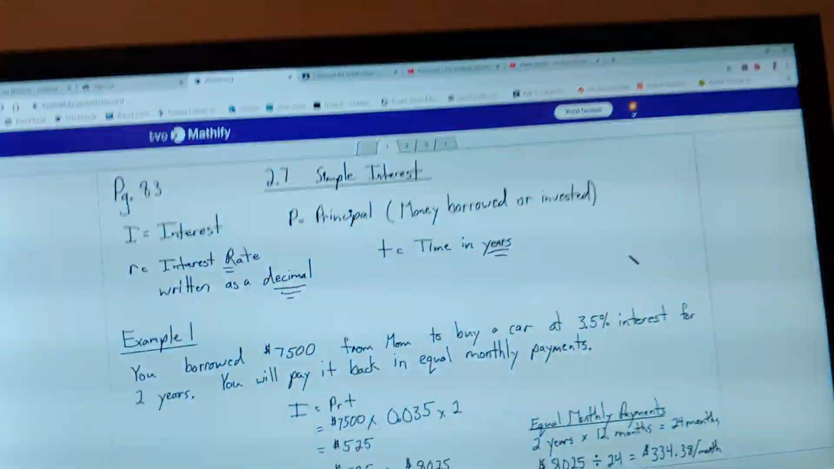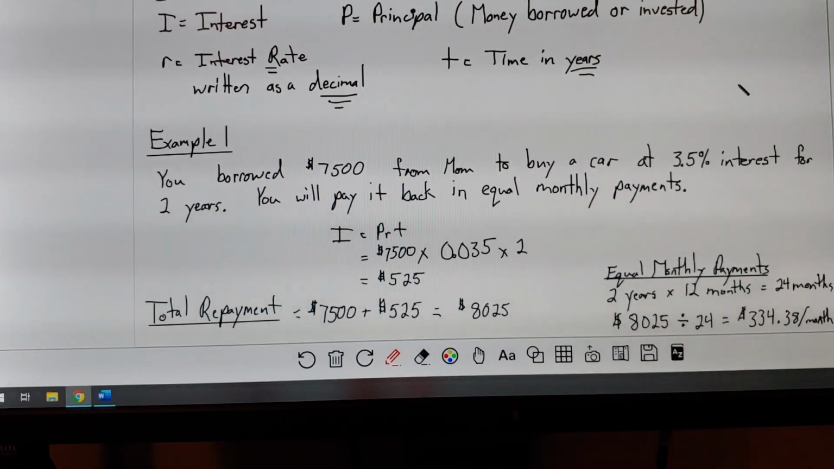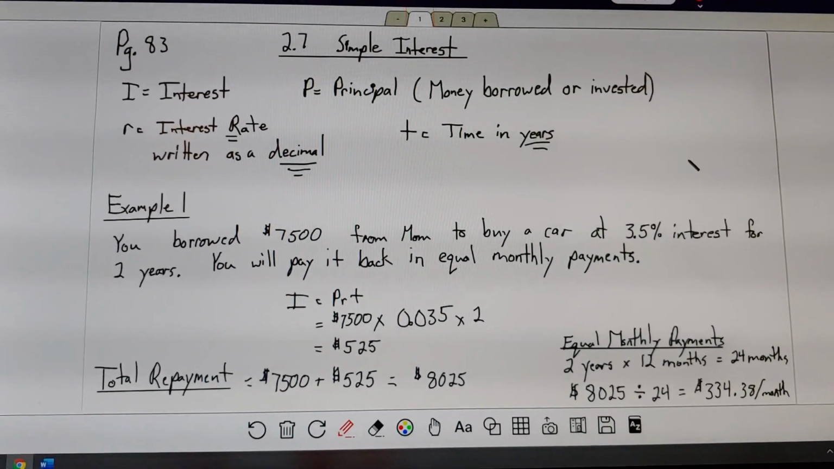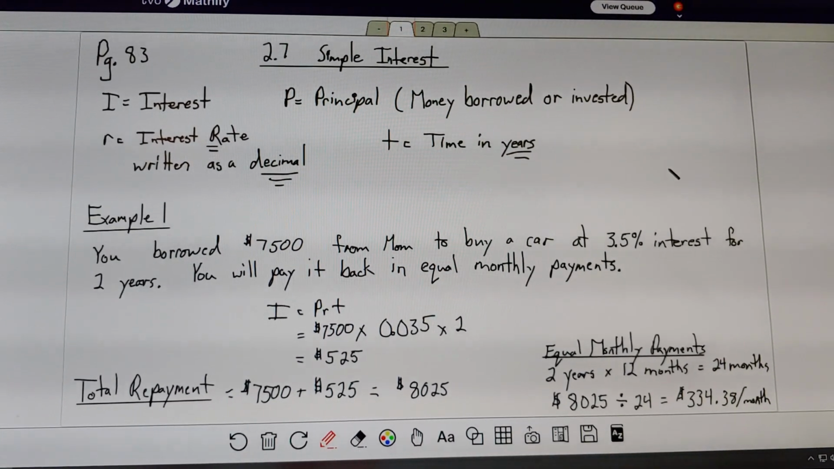Okay, so we'll jump into it. Just forgive me for a moment while I get this set up. It's a little bit precarious. Okay.